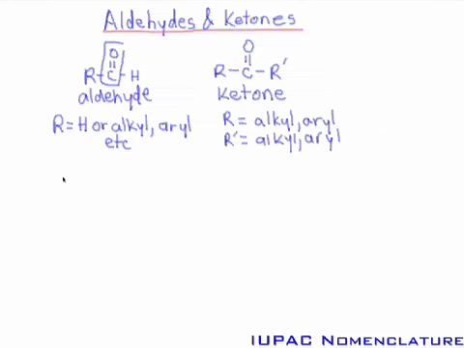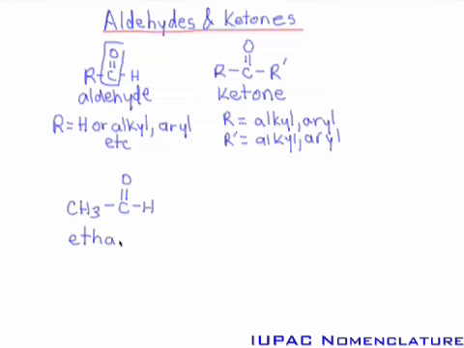Let's take a look at the nomenclature of these molecules. In IUPAC nomenclature, the molecules are named as alkanes in which the E ending is dropped and replaced with -al. So two carbons, if you remember, a two-carbon alkane is an ethane. But if you make a two-carbon aldehyde, the ethane E ending is dropped, and this becomes ethanal.